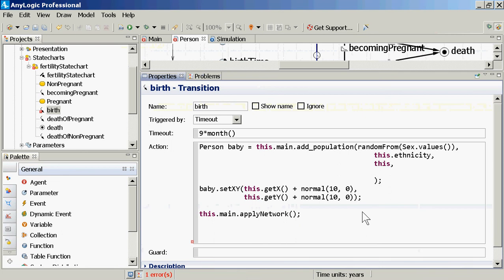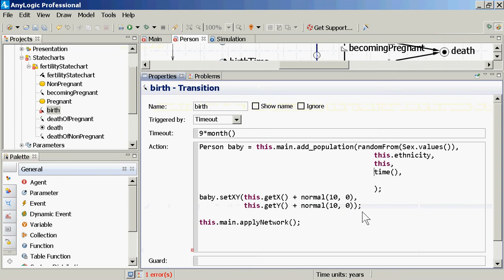So what is the birth time going to be for this current person? It's going to be the current time, as indicated by calling time. What is the ID going to be? It is going to be the next ID, this dot main dot next ID plus plus. Oh, that gives me a bit of the willies, but it's the way we'll do it for now.